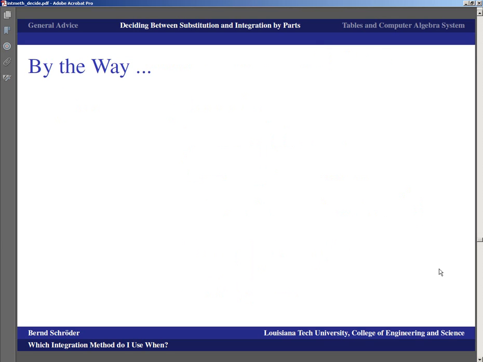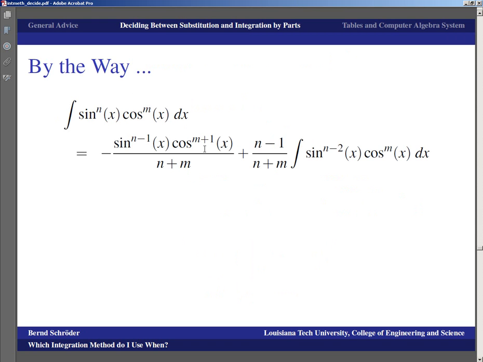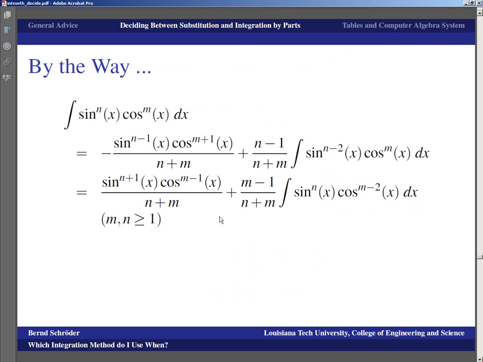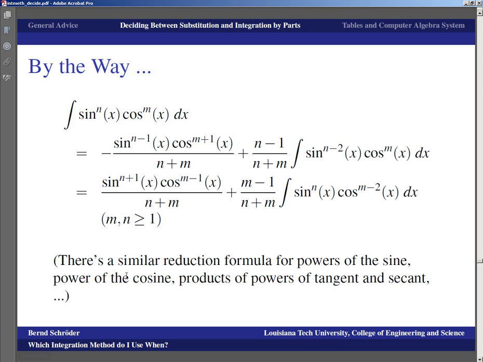It's not hard. Okay, so by the way, for these integrals of powers of sines and cosines, there are reduction formulas. I just want to flash those up. That's for m, n greater or equal than 1. There's also a reduction formula for sine to the n, and a reduction formula for cosine to the m by itself. And that's also for products of powers of tangent and secant, and so on and so on.